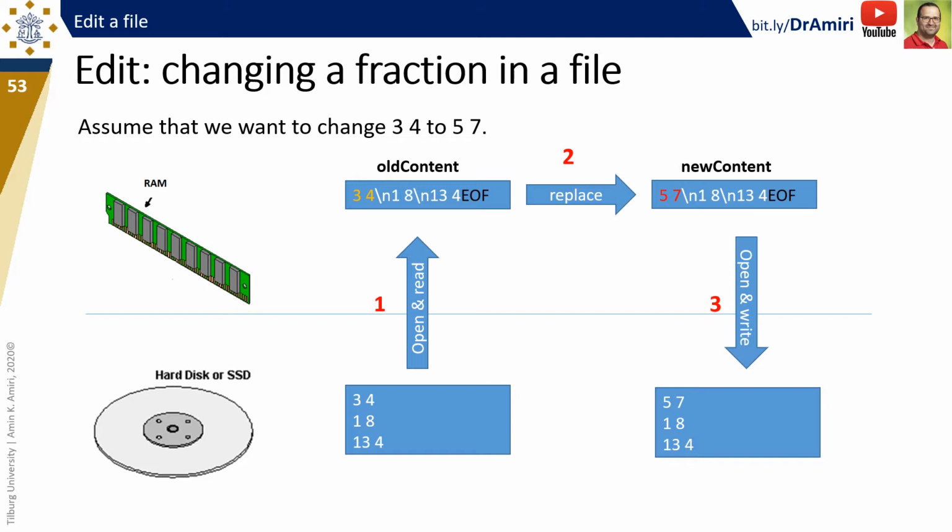Afterwards, you change whatever you want to be changed. In this case, for example, you want to change the first fraction, 3 space 4, to 5 blank space 7, and then you put this new content in a new variable called new content, for example. Afterwards you open the same file using the write mode so that the previous content is completely removed, and then you write down the new content inside the file, and the file is stored on the hard disk.